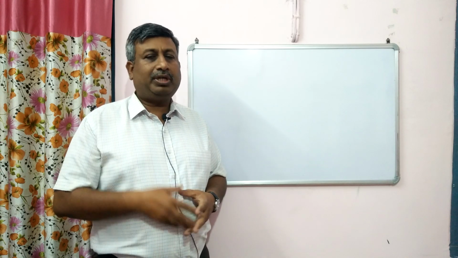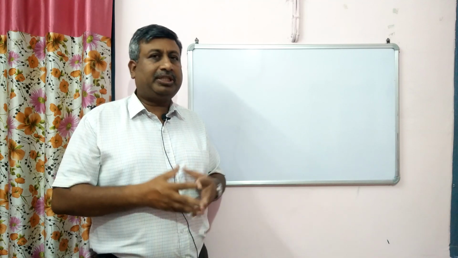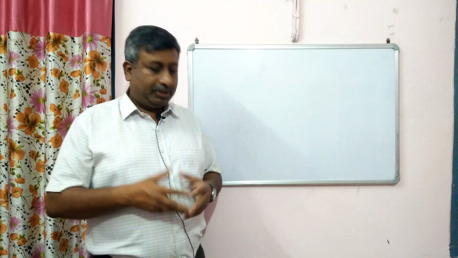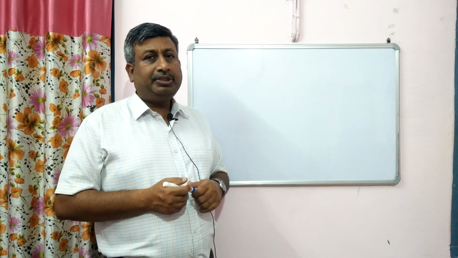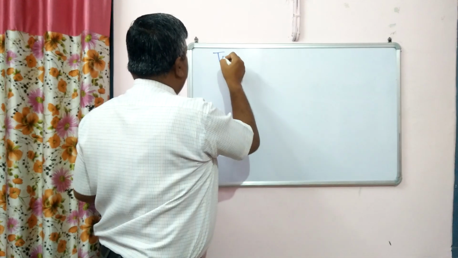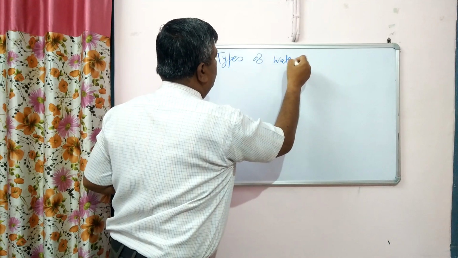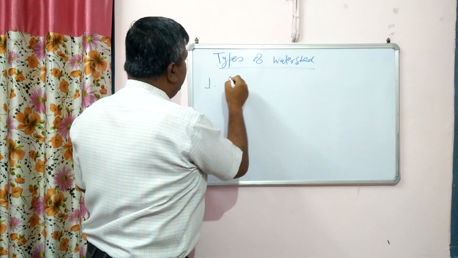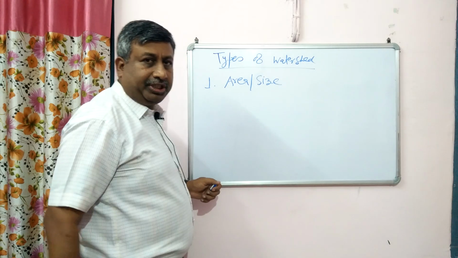If we classify the watershed, there should be a certain objective. What is the objective behind the classification? It should be clear. If our objective is clear, then we can classify on many bases. So in general, if we talk about types of watershed, this classification may be based on the area. What is the area or size of the watershed?